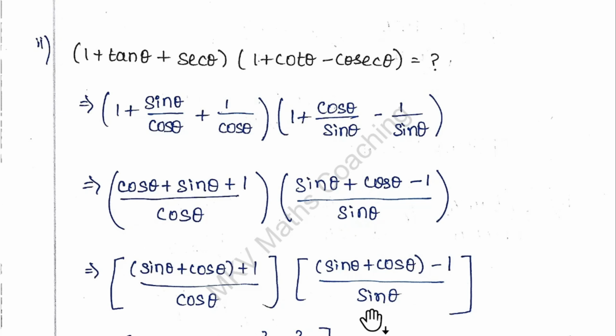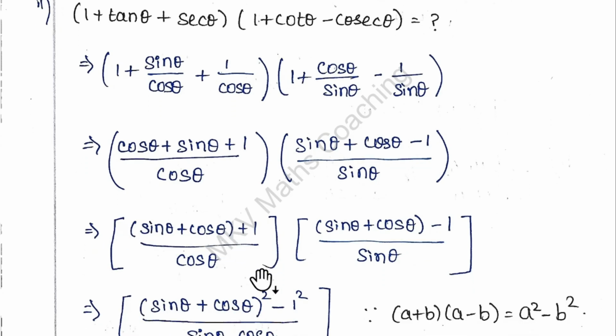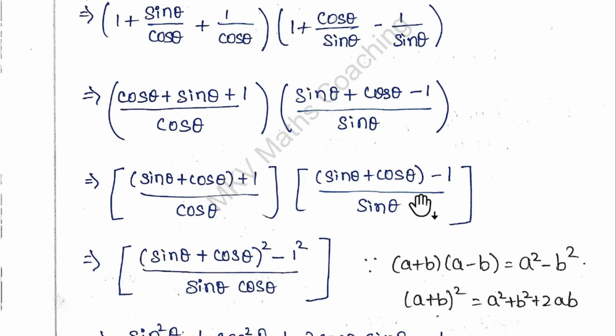So always remember, when you do LCM, maybe you will end up with this. Can you check the formula? You can see this is sine plus cos, this is sine plus cos, and this is 1, this is 1. Can you check the algebraic formula, a plus b into a minus b, which is equal to a square minus b square? Here a is sine plus cos, b is 1. So I can write a plus b, a minus b is equal to a square minus b square.